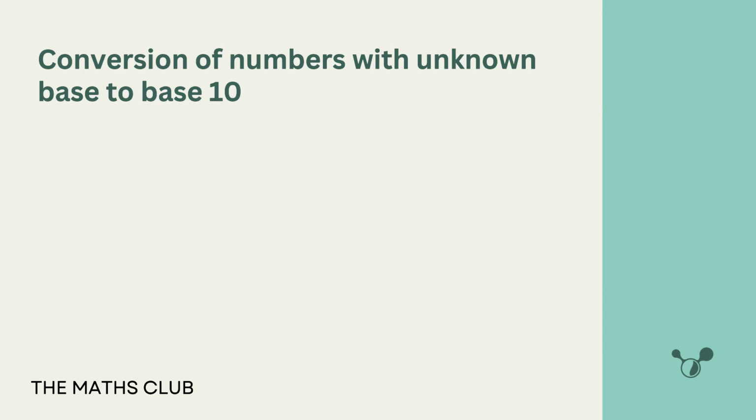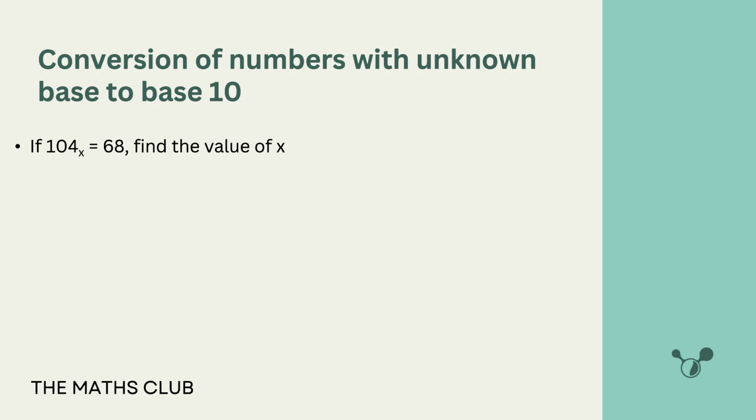So what do we mean by unknown base? Let's see an example. Look at this question. We're told if 104 base x is equal to 68. So when you see 68 like this, what base do you think it is in? Correct, it is in base 10, right? So if no base is specified in questions like this, you can assume that it's in base 10.